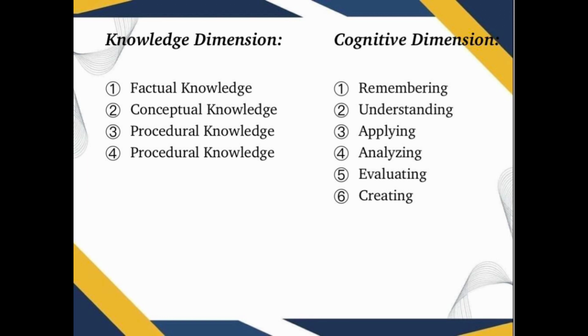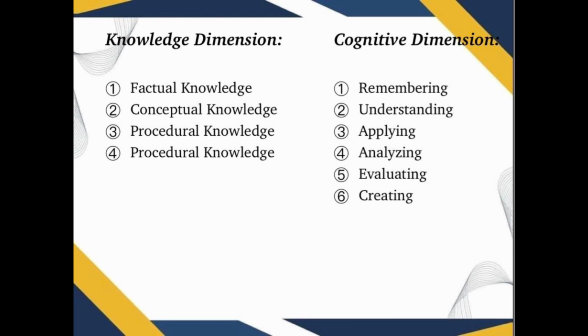So let's move to the cognitive dimension. Of course, we have remembering, understanding, applying, analyzing, evaluating, and creating. Remembering is about recalling information, for instance, recalling the dates of important historical events. Recalling the dates of important historical events involves the cognitive process of remembering specific details or information.